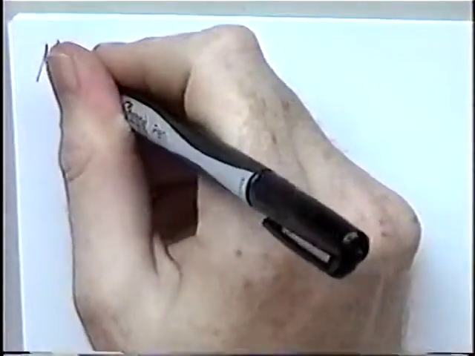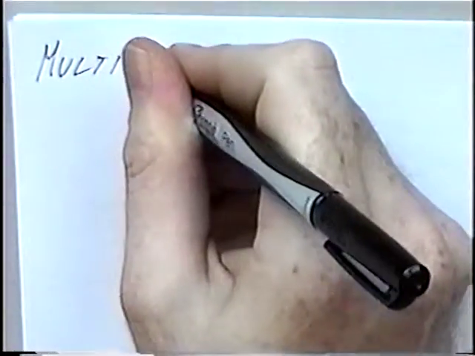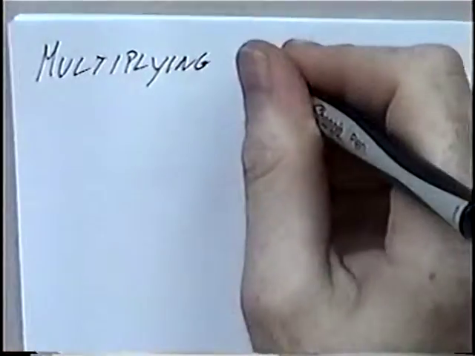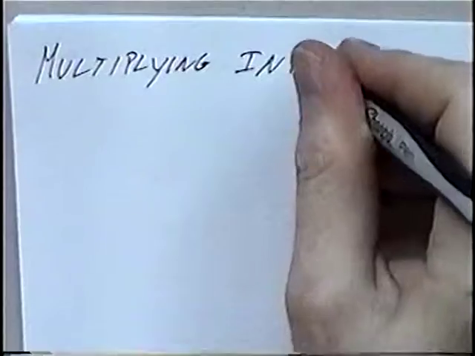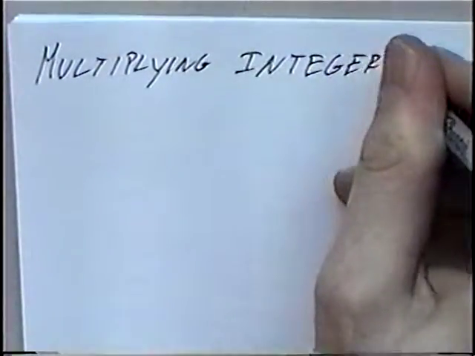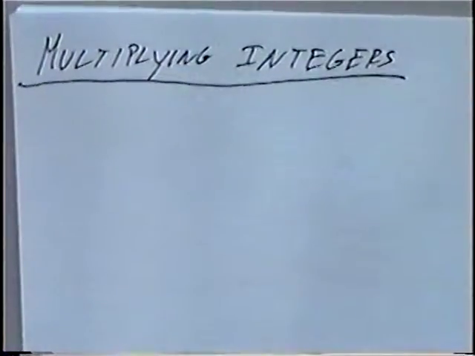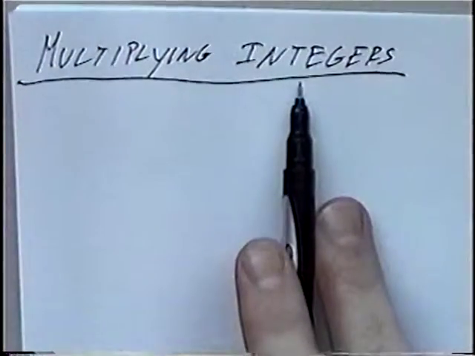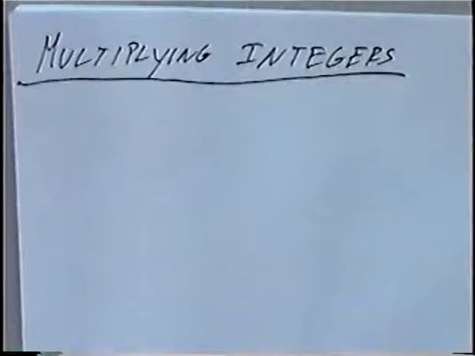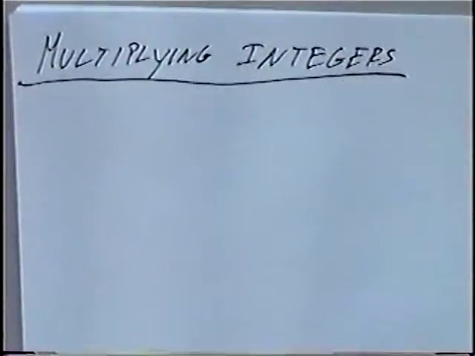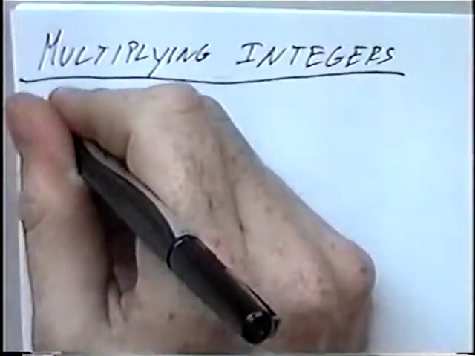Title of the first section today is multiplying integers. Again, integers are any positive or negative whole numbers, but they do not include decimals or fractions. Two definitions for this section.